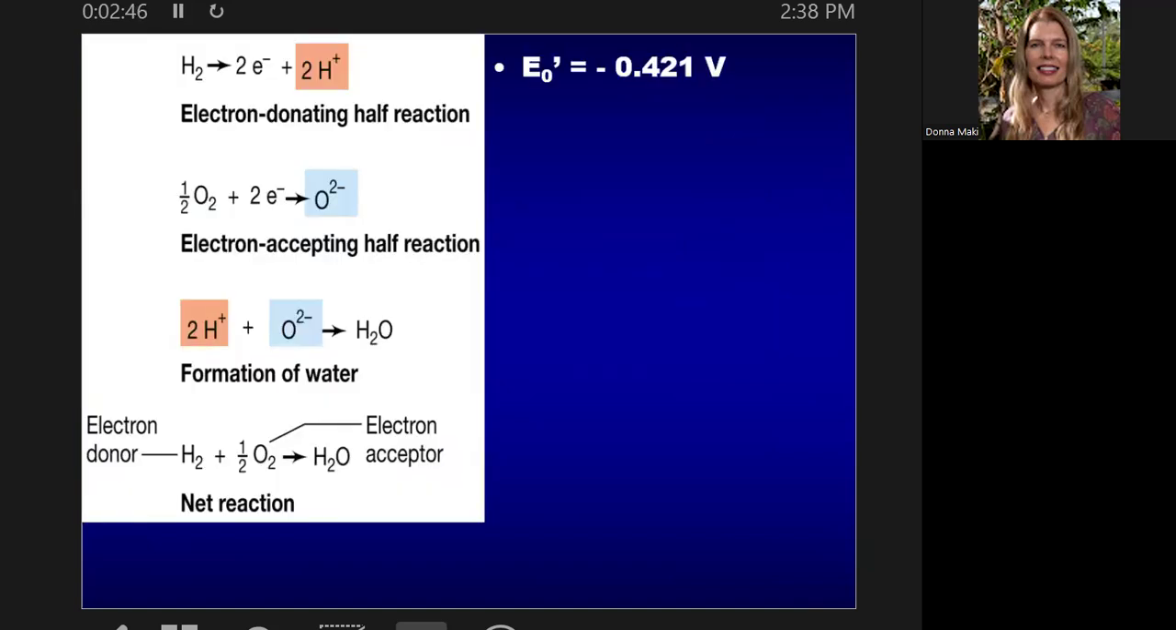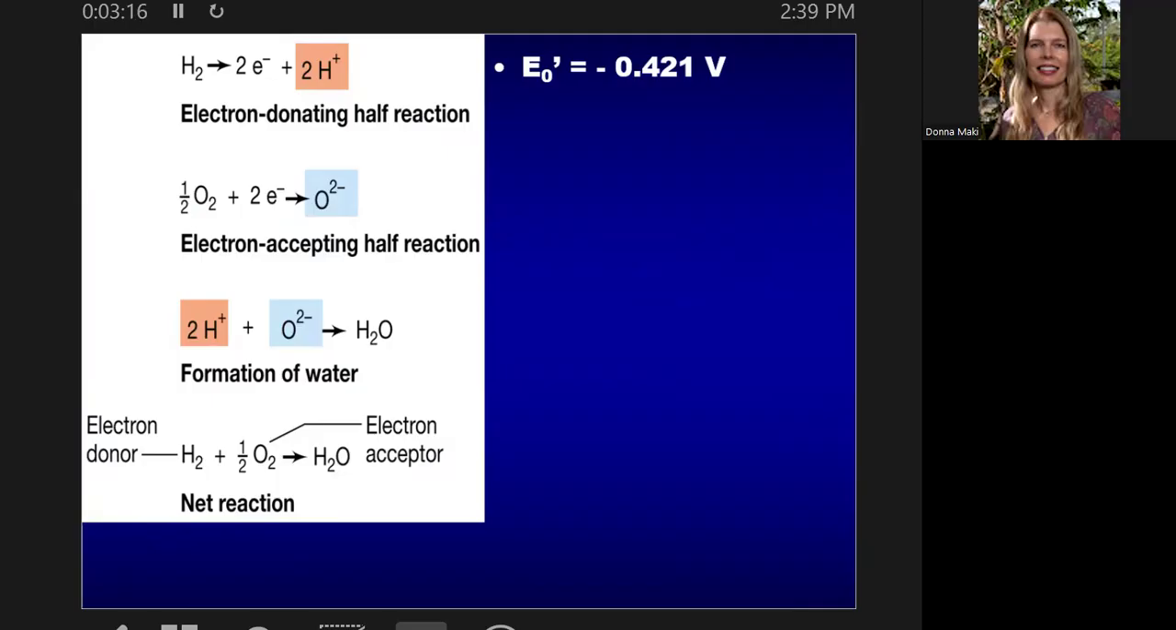So let's look at this one. The overall reaction is down at the bottom where you have hydrogen gas reacting with oxygen and you get water. But you can pick it apart into two half reactions. And so up top, if you do the thermodynamic calculations for that, you get a reduction potential. E sub 0 with that little prime is the notation for reduction potential. And you see it's a negative value.